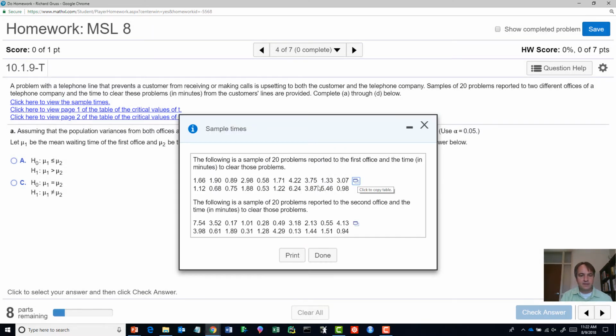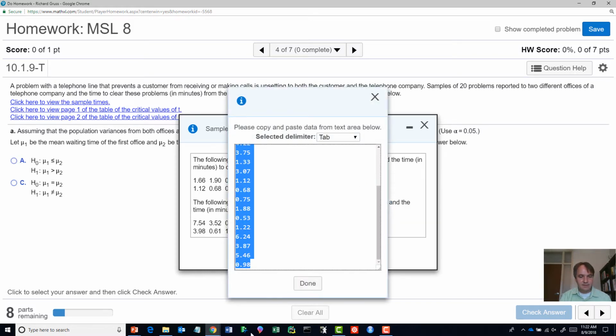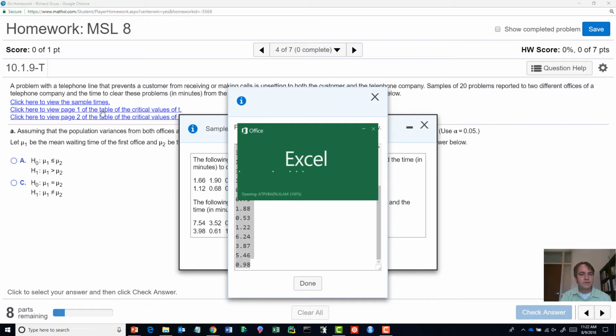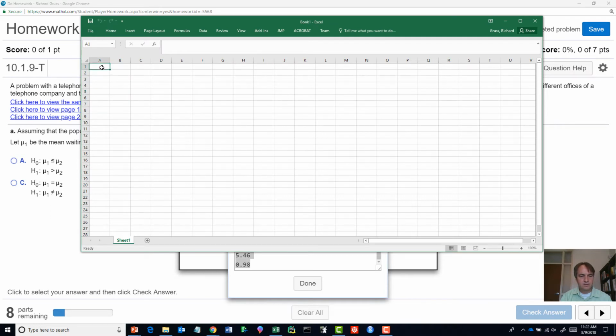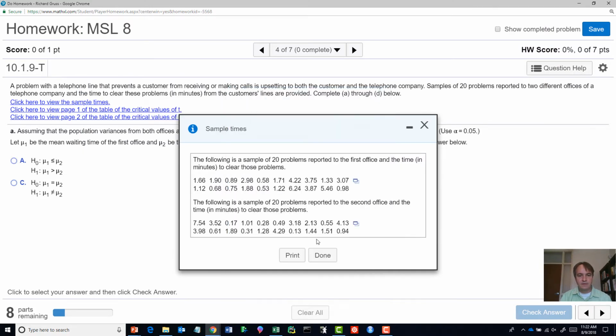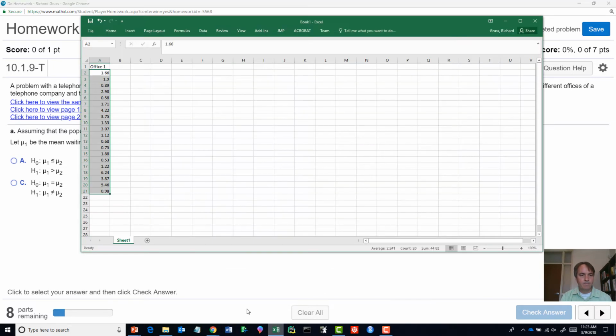We'll go ahead and get the data. So this is the office number 1. So I'll just go ahead and get this the way that I like to do it, and we'll put that in Excel. Okay, so we'll call this office 1, and we got their times. Okay, and this is office 2, so we'll get that data. Okay, we'll call this office 2. Put that there. Okay, so we got the data to start with.